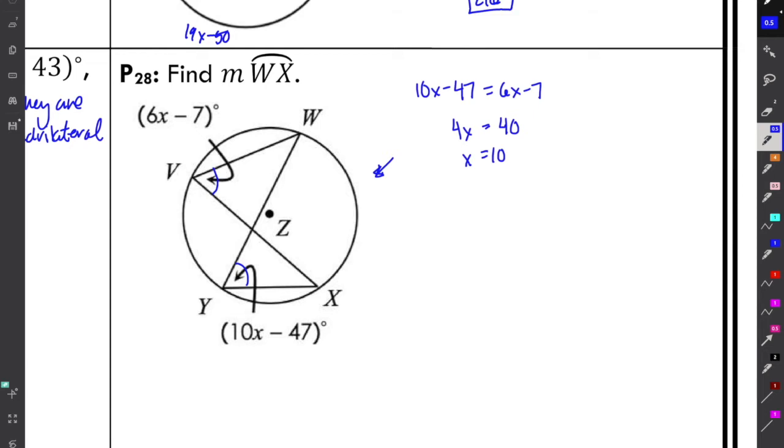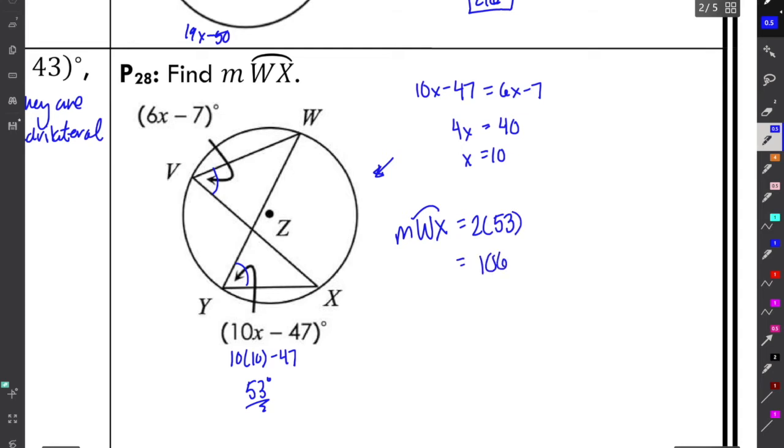So first let's just do this. So 10 times 10 minus 47. That's 100 minus 47, which is what, 53 degrees. Okay, now to get the measure of arc WX, that's just double, 2 times 53. That'll give me 106 degrees. 106.